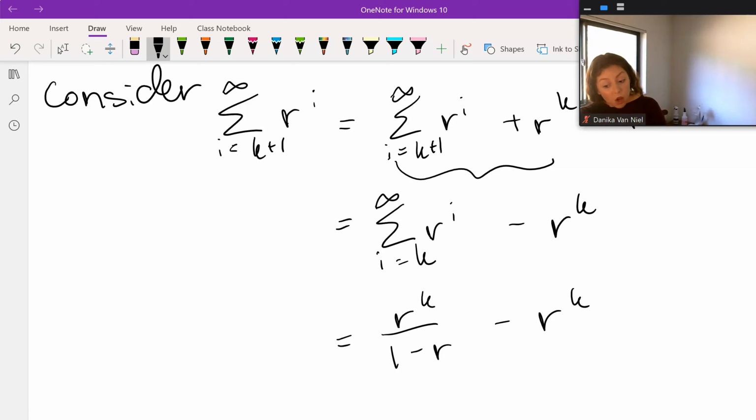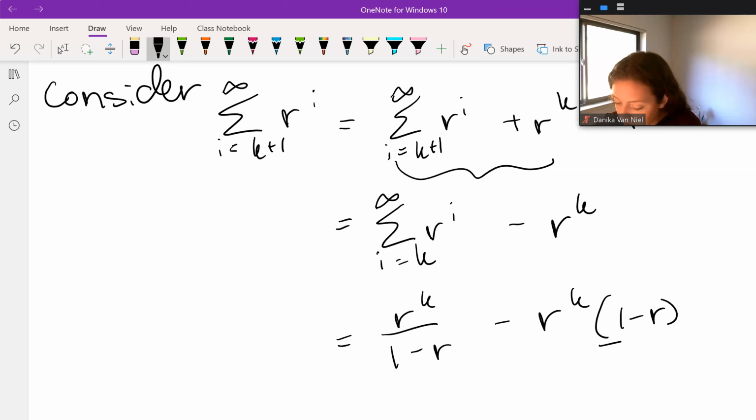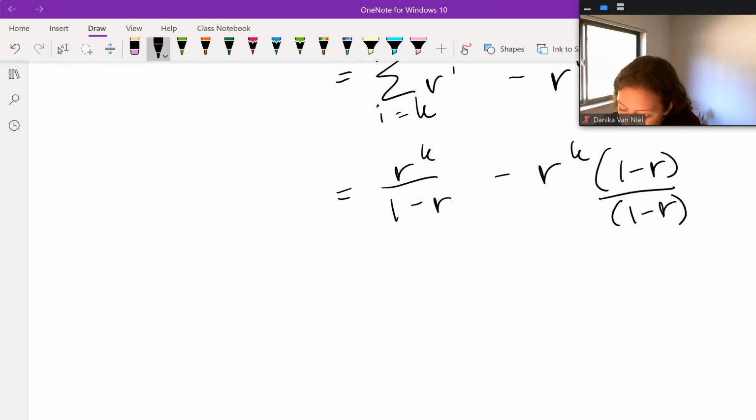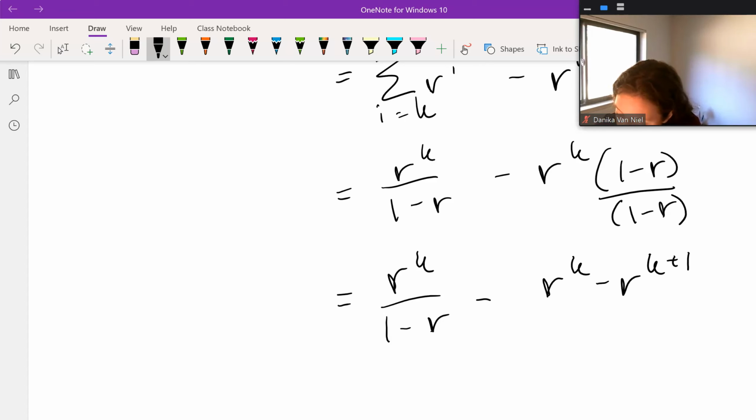Okay, so we're going to have to use the other trick that I talked about, which is we can always multiply by 1. This is just like finding a common divisor. So I'm going to multiply this by (1 minus r) divided by (1 minus r). Now we get r to the k over 1 minus r minus r to the k times r, which is r to the k plus 1, over 1 minus r.